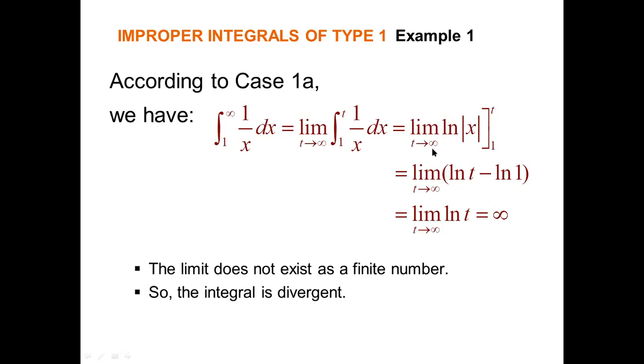Again, I will annotate here. The ln of 1 here is 0. But the ln of t, it's like you will substitute ln of infinity because you will have a t value which is approaching infinity. So the ln of infinity, class, is infinity. Now, since the limit does not exist and is not a finite number, your integral is divergent. This is case 1 because your upper limit is infinity. Okay? Case 1, type 1, divergent.